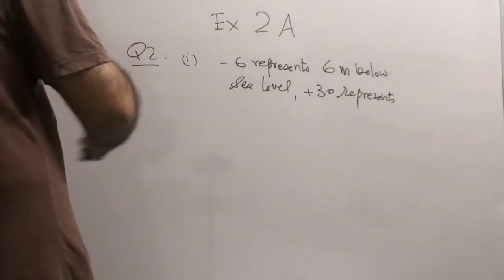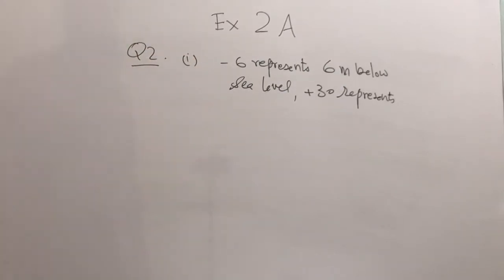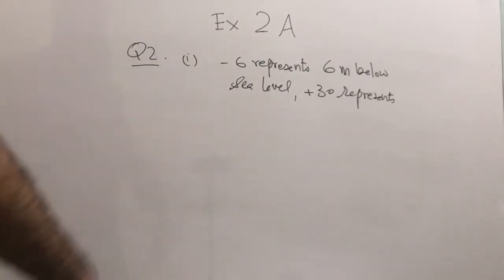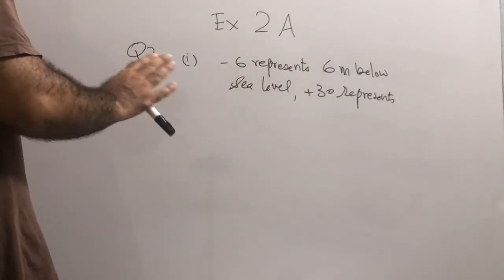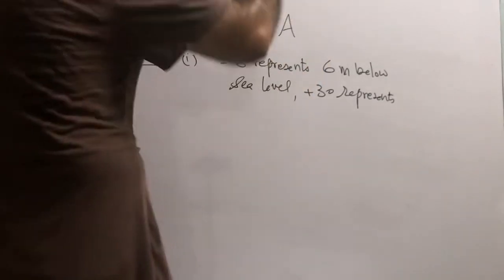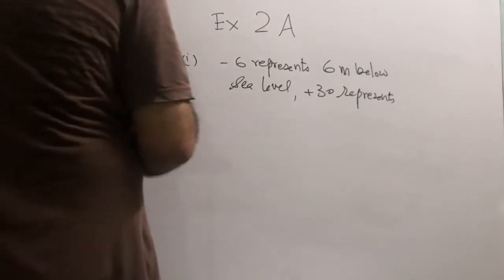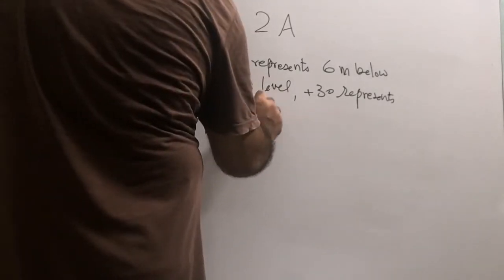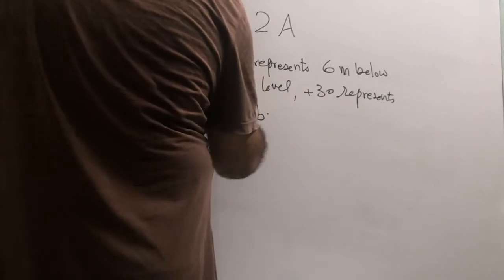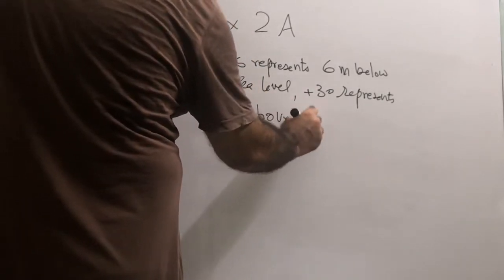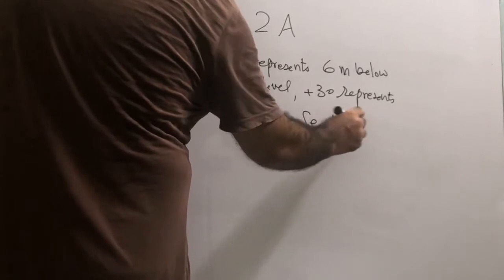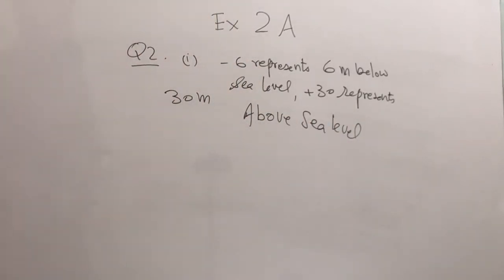See, if minus is given with a number, it means that you are going down. Okay, so it is below sea level. But when it is a positive number, it means you are going up. So you will say plus 30 represents 30 meter above sea level. Okay, this is the answer, that plus 30 represents 30 meter above sea level.